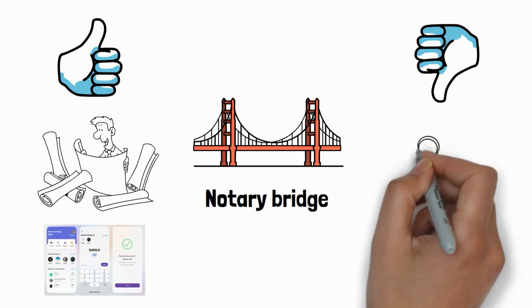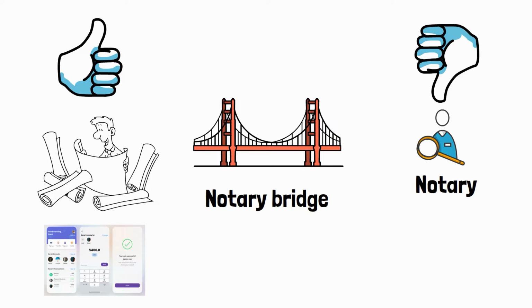The biggest disadvantage is the dependency on the notary. This forces users to trust a centralized entity. It's possible to reduce this dependency with so-called federated bridges, where instead of a single notary, there is a group of trusted validators. It's better than a single entity, but it's still not fully decentralized.